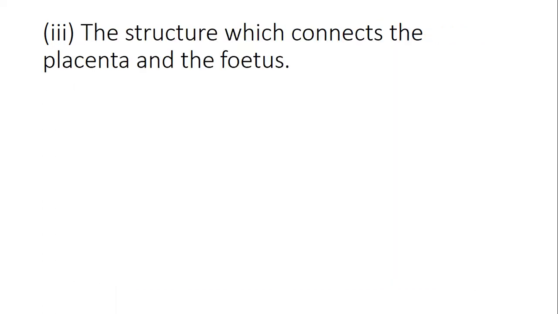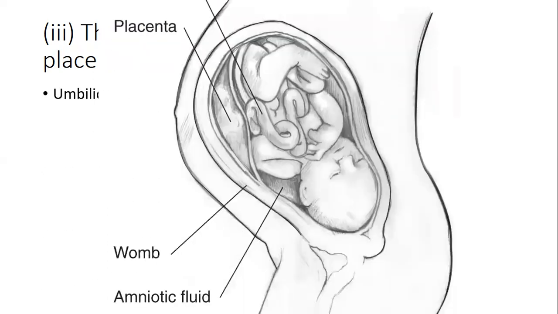The third question: the structure which connects the placenta to the fetus. The answer is umbilical cord. In this picture you can clearly see the placenta here. This is the placenta, this is the fetus, and this pipe-like structure, which is called the umbilical cord, will connect the placenta and the fetus.